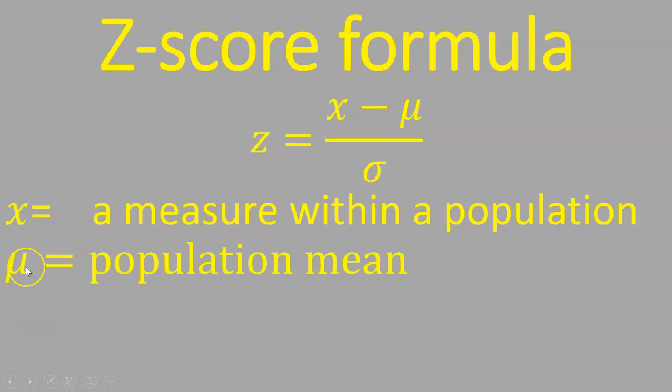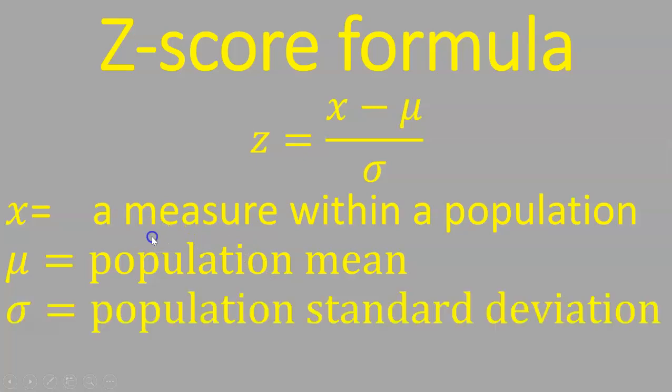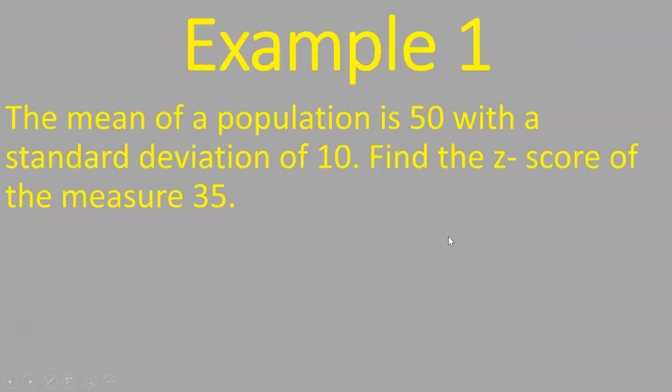This is the Greek letter mu, and it stands for the population mean. Lowercase Greek letter sigma is the population standard deviation. So we know z-score has to do with the two in tandem, standard deviation and mean, and this is the formula. A simple calculation: the mean of a population is 50 with a standard deviation of 10. Find the z-score of the measure 35.